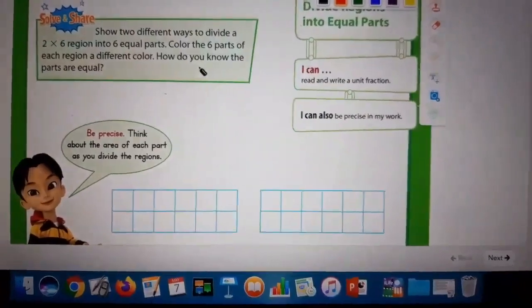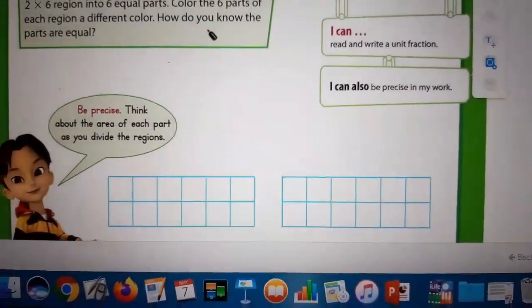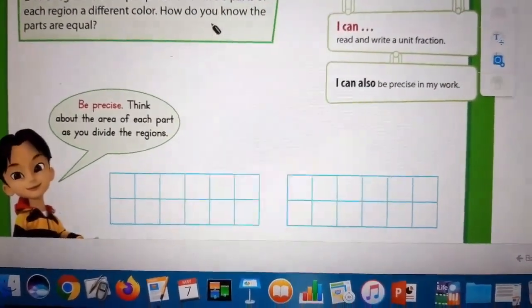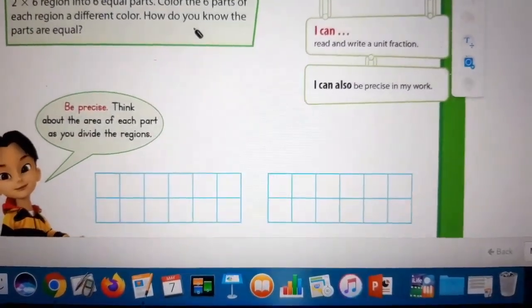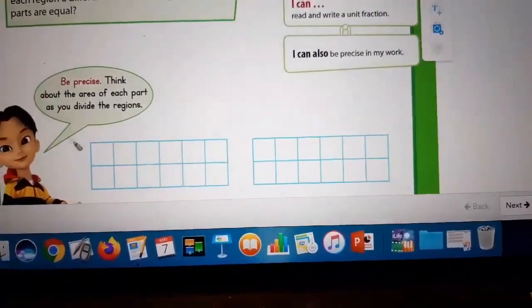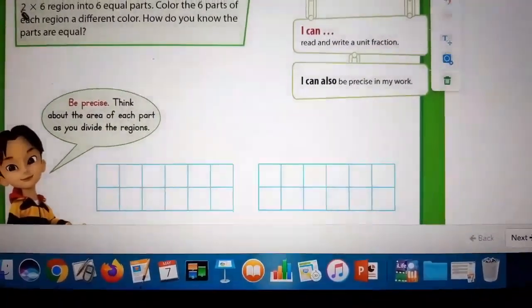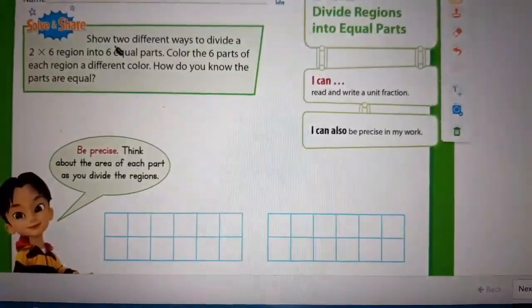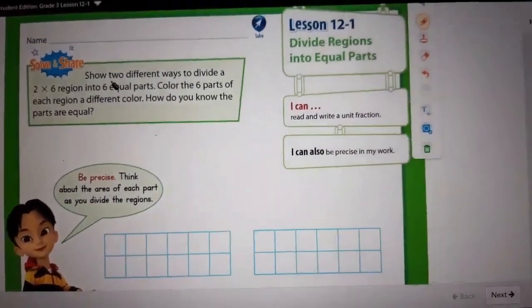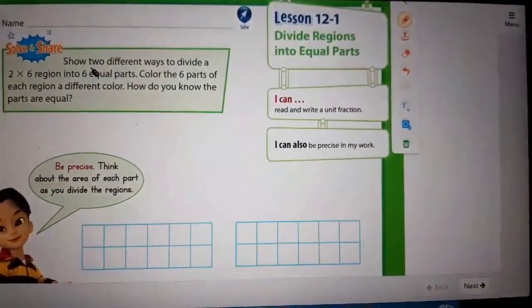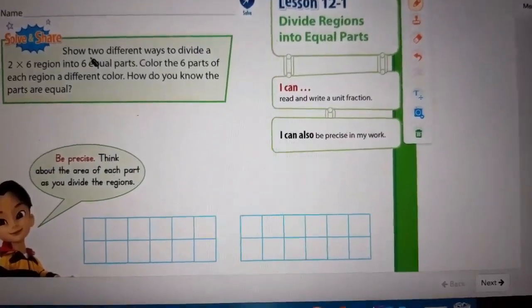So, we're going to look at the parts here. It says, be precise, think about the area of each part as you divide the regions. So this is a 2x6 region. We're going to do cubes because that's a strategy that I taught you guys to use to help you.